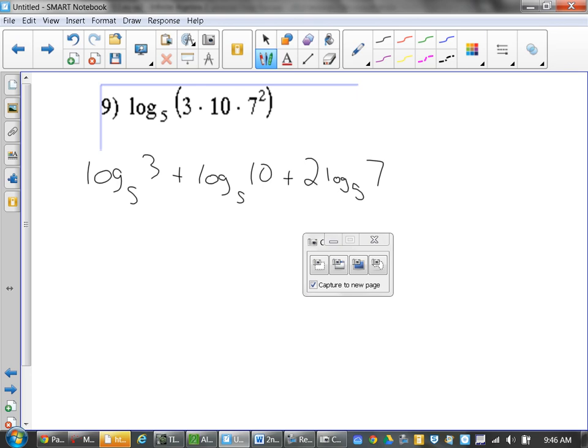Yes, ma'am. This isn't really just that question, but when you're graphing logs, the range is always all reals, right? Yeah, hold on.